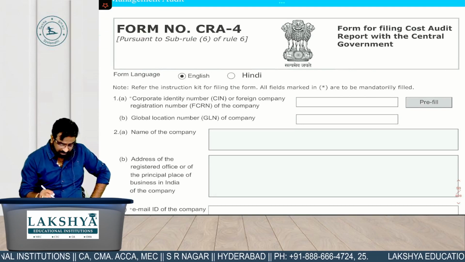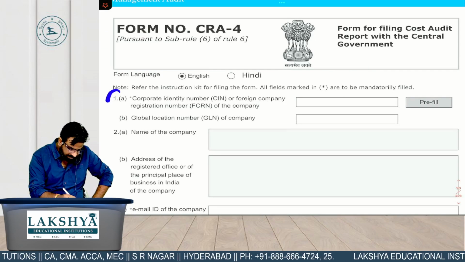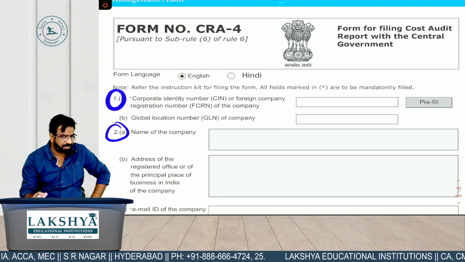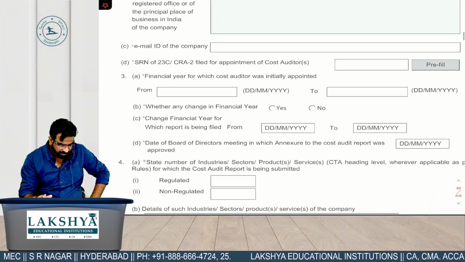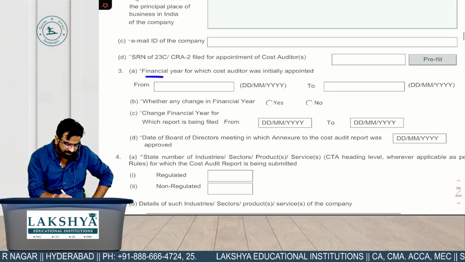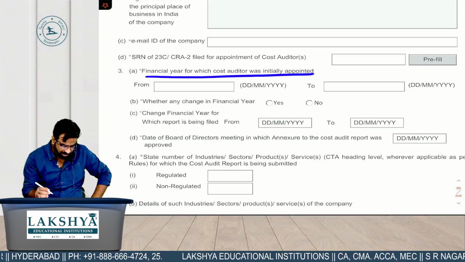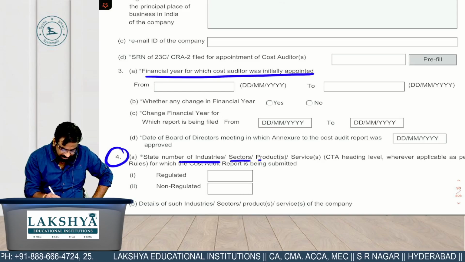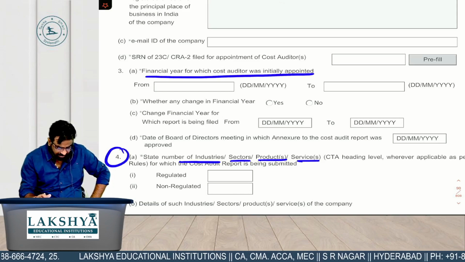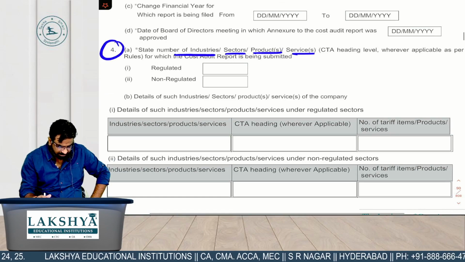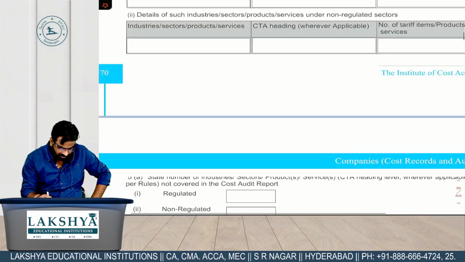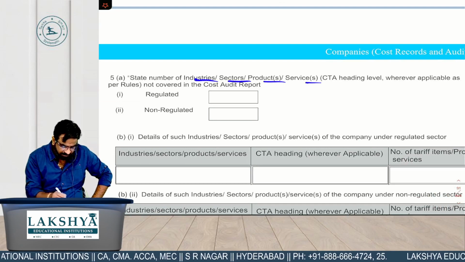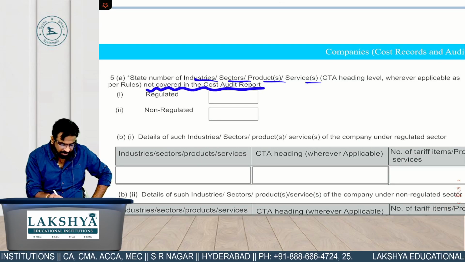You can see that the first detail is again, which detail everyone? SIN number, then details of the company. The second one, what was the third point? ये तो same वही है, financial year to which the audit belongs, and state of what? State the number of industries, sector, products which are covered or not covered? Covered. And what is another one? Which are covered or not covered? The next one is state the industry, sectors, products and level where which are not covered in the cost report.